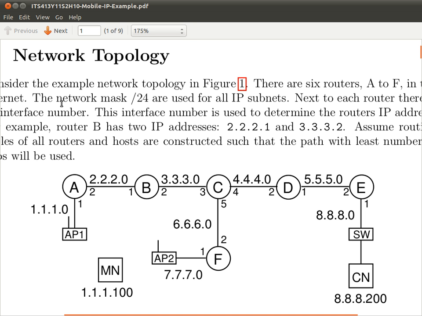This diagram shows we're assuming the interface number indicates the IP address. That is, this is subnet 1110. This number 1 indicates, let's say, that the router interface here has the IP address 1111, just to make it simple. So the home agent is the 1111 IP address. So we need to tell the foreign agent where our home agent is.